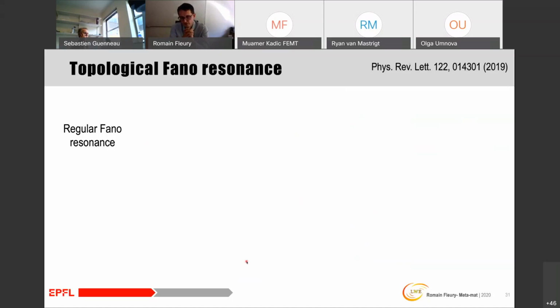The question is, okay, this is only for Lorentzian type of line shape. Can you do something a bit more complex? So we have shown that yes, you can have, for instance, a 0 in your filtering response. You can do something like a Fano resonance. So what is a Fano resonance?